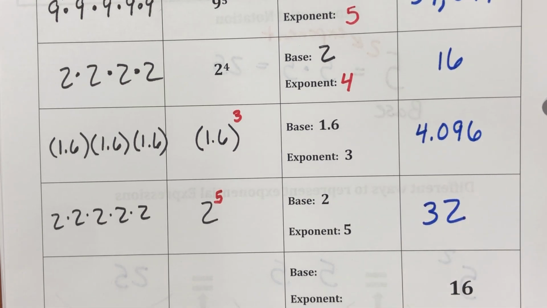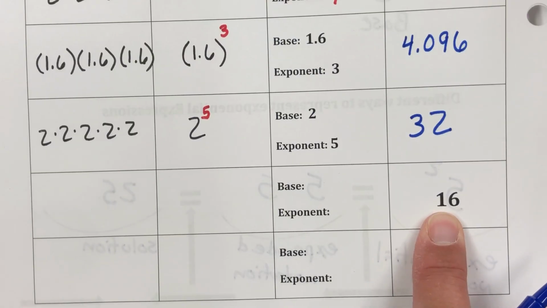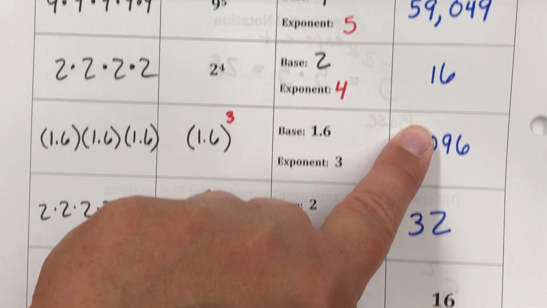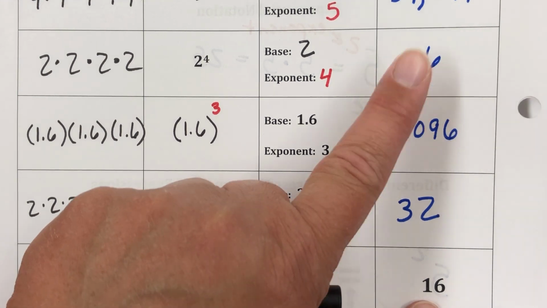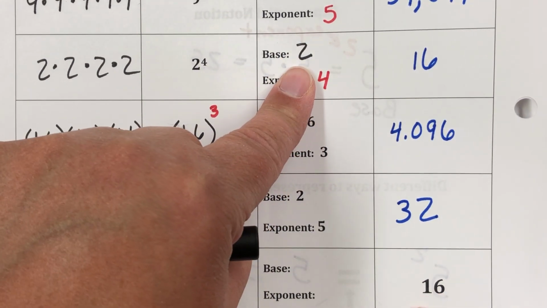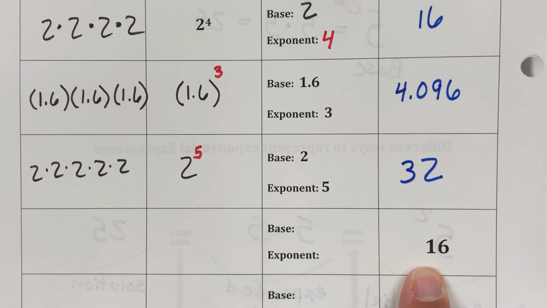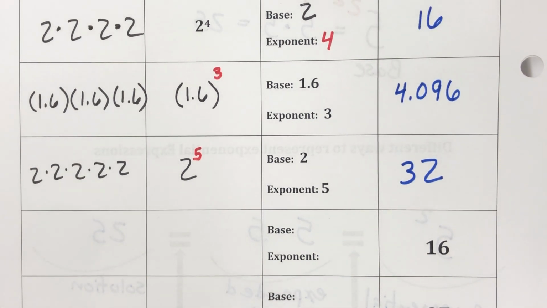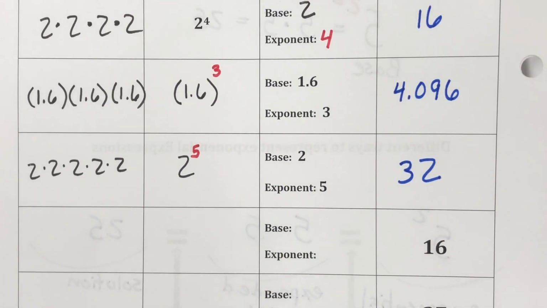Wait a second. I recognize this 16. It's right here. I'm going to use the information here for this problem down here. I like that. Wait a second. There's more than one answer for that, isn't there? It could be 2 times 2 times 2 times 2, 2 to the 4th power, but isn't, wait a second, 4 times 4 is 16 also. I could have 2 different answers for the same problem?